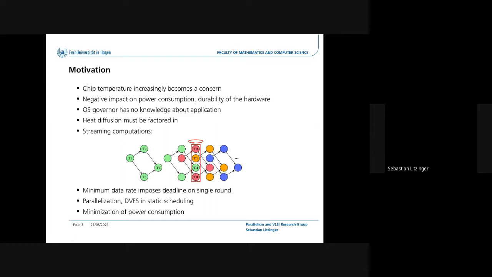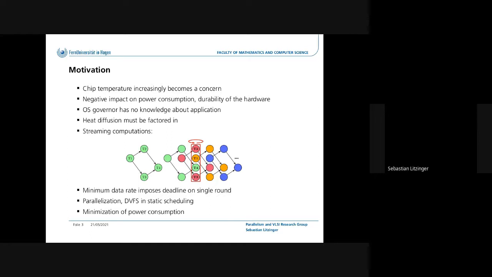And each column represents a single round, a single time slice, where each task is executed, but not all for the same input. So we don't have any intra-round dependencies here amongst the tasks, which is important for the scheduler, of course. Now, if we have an application where a certain requirement regarding the minimum data rate exists, so for example, a camera delivers images at a certain rate, then this means we have for each of these individual rounds a deadline or a maximum length until which the task must be executed.